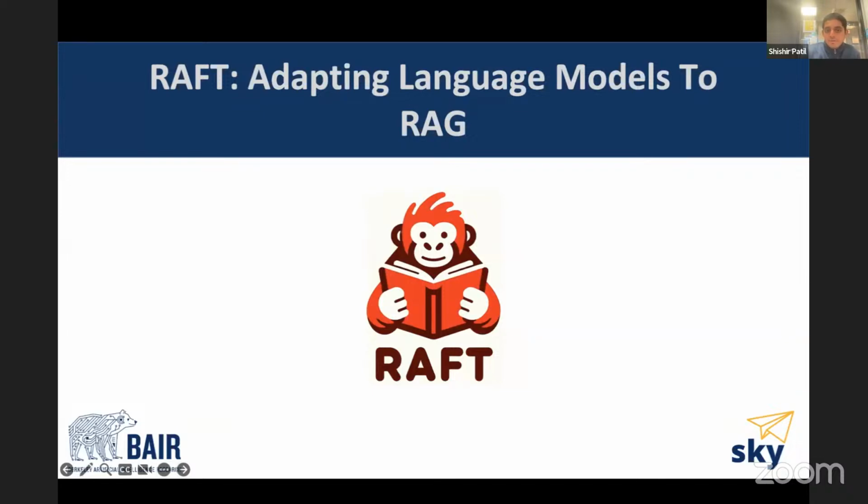The goal of RAFT is, can we adapt language models to RAG, right? RAG is Retrieval Augmented Generation. Let me walk you through some examples to motivate what we're doing and give you an analogy as to how this is relevant to how students take exams, right?